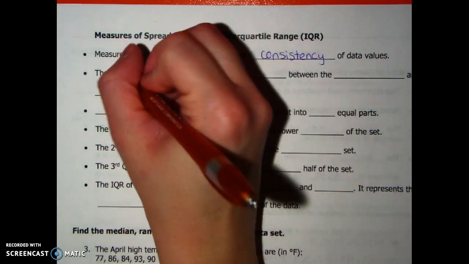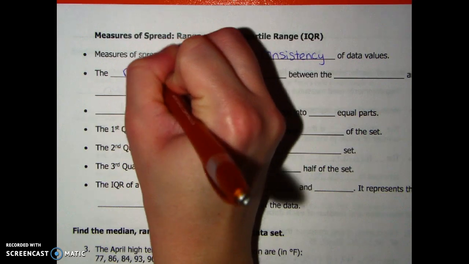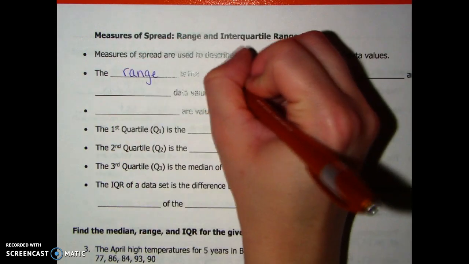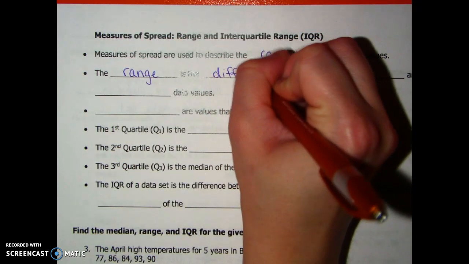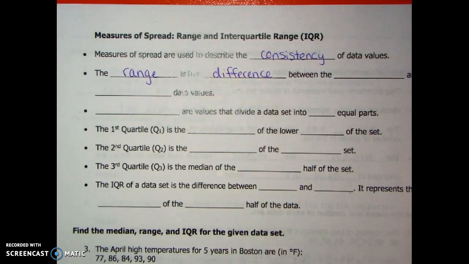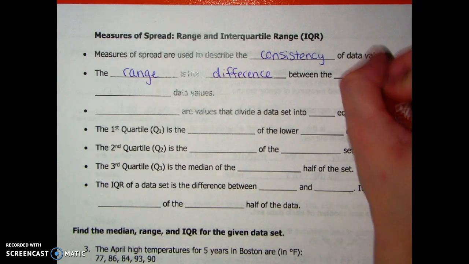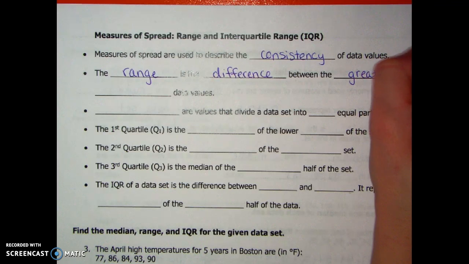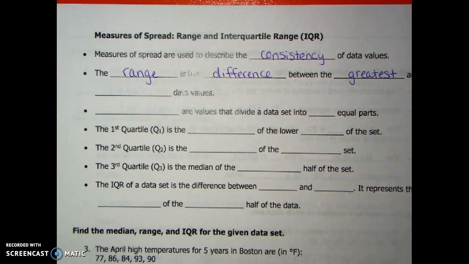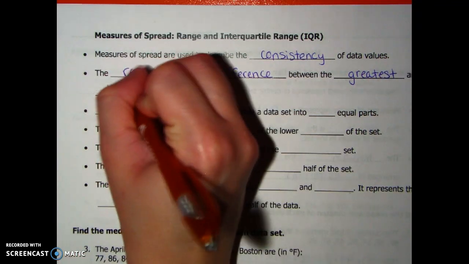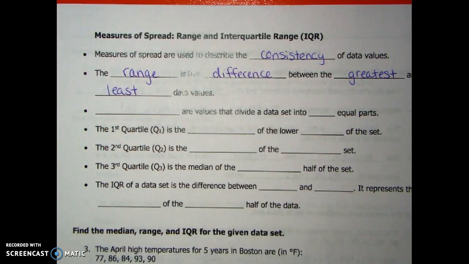Okay, the range is the difference between the greatest and least data values. So you take the highest number and subtract the smallest number, and that's your range.